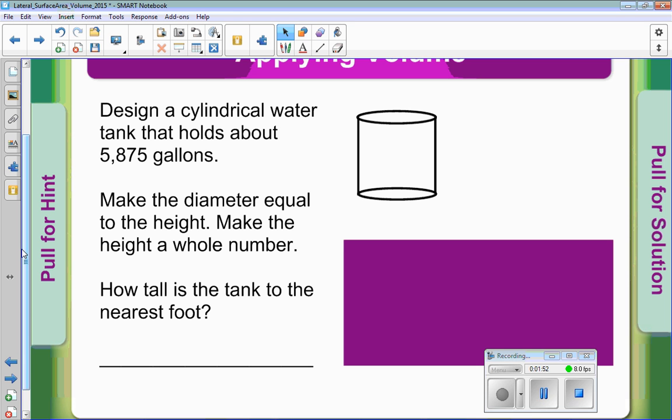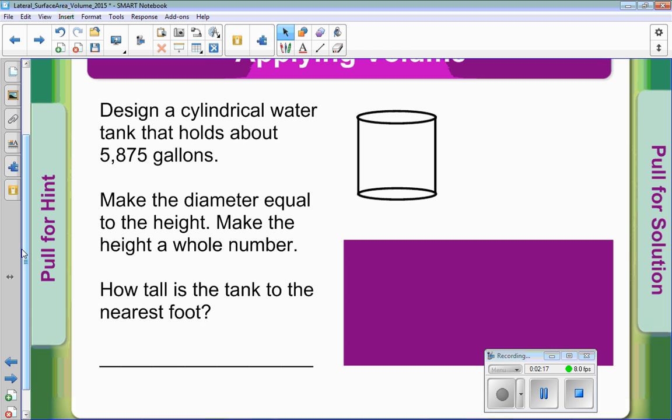That's the first part. If you look at the second sentence, we do have some restrictions. We need to make sure that the diameter is equal to the height. And I want the height to be a whole number, so no fractions, no decimals. I want you to tell me how tall the tank is going to be.